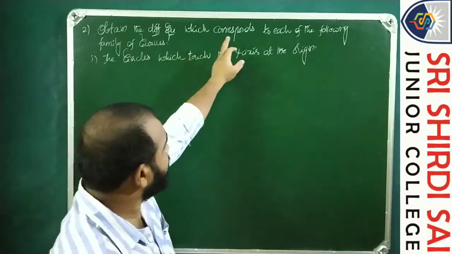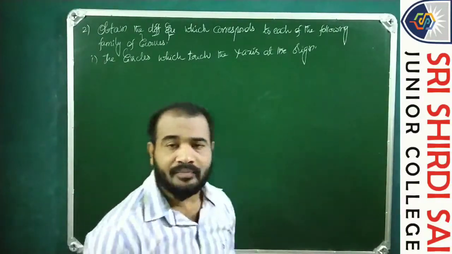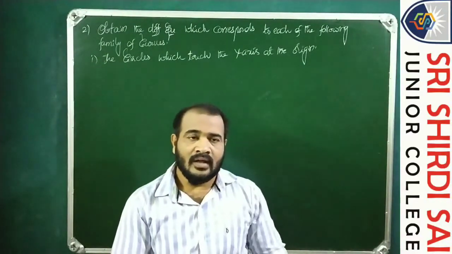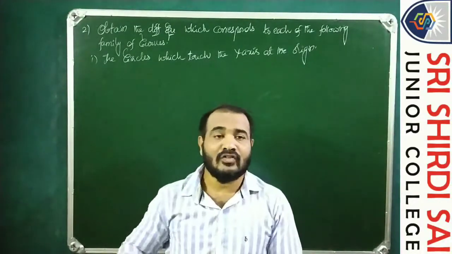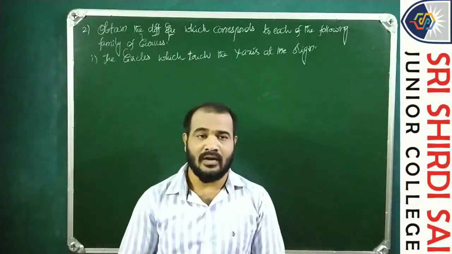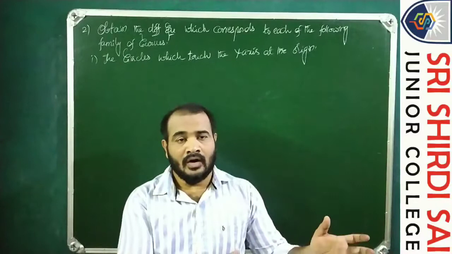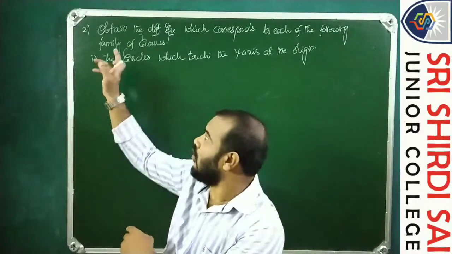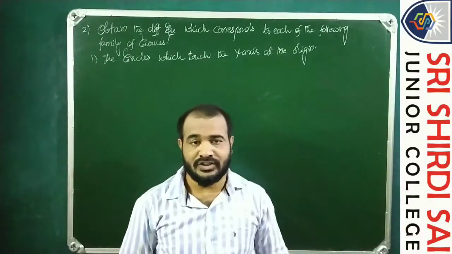Obtain the differential equation which corresponds to each of the following families of curves: the circles which touch the y-axis at the origin. The difference between this problem and the last problem is that in the last problem the equation was directly given, but this is a word problem, where some information has been given. Based on that information, first we need to obtain the equation of the family of all the curves. Then we will get the equation, and that equation we need to differentiate.